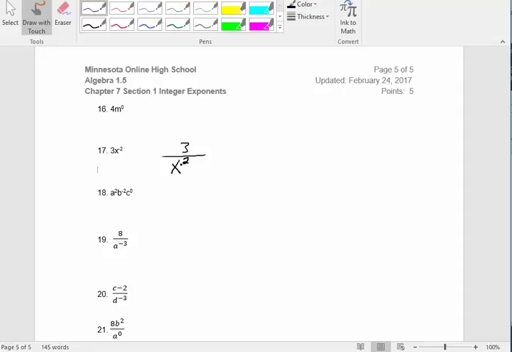Number 19, the 8 stays on the top. It's fine the way it is. But the a to the negative third we want to make positive. And you can do that by just moving it up and then changing your negative 3 to a positive 3. And that's it for that one. Number 18 will be a fraction because b to the negative 2 will have to move down. 20 will be a fraction. Both of those will kind of switch places.